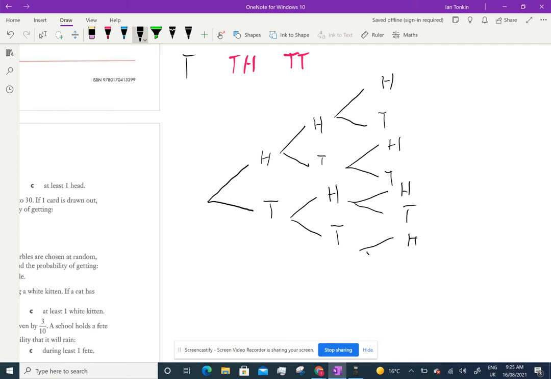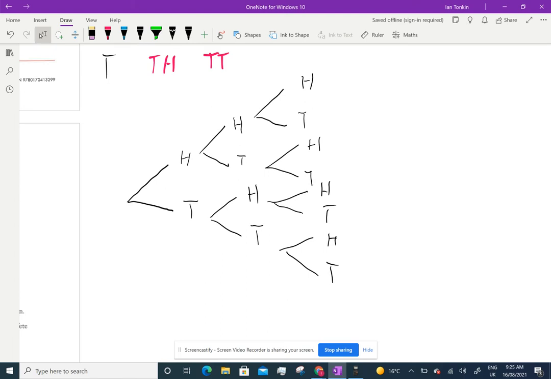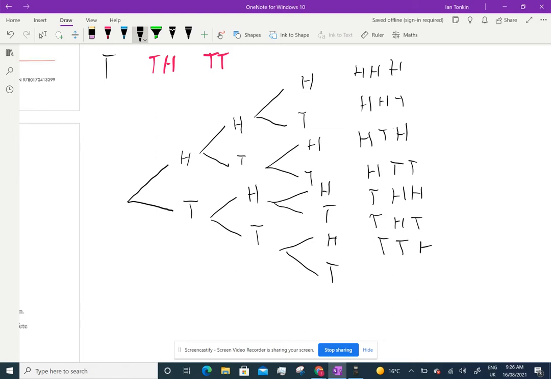And it's exactly right. I will now get 8 different things that can happen. They're all the different things that I've got. So I can have 3 heads. I can have 2 heads and a tail: a head, a tail, and a head; a head, a head, and a tail; a tail, a head, and a head; a head, a tail, and a tail; a tail, a head, and a tail; a tail, a tail, and a head; and a tail, a tail, and a tail. Now remember, the tree diagram is just a way to help you count or make sure you don't miss anything.